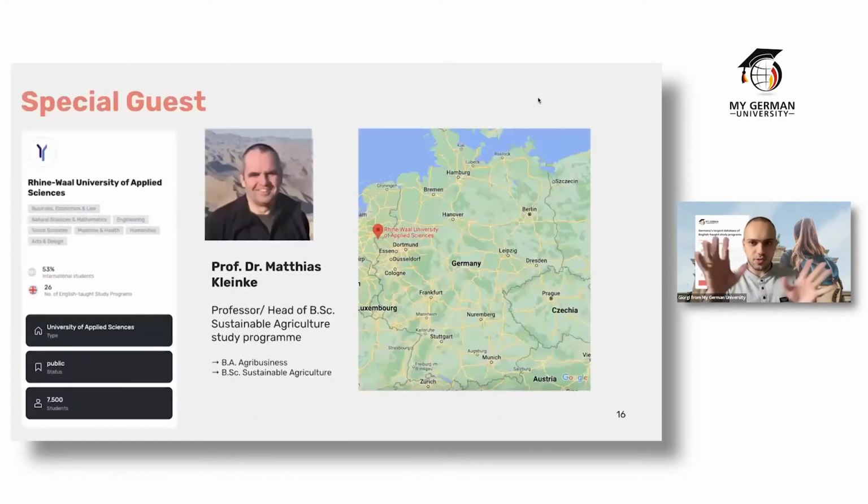All right, so that was from my side. And now we are moving into the most interesting part of today's webinar. As I said, we have our guest, Professor Matthias Kleinke from Rhine-Waal University of Applied Sciences, who will be talking about two bachelor level programs, one BA in Agribusiness and another B.Sc in Sustainable Agriculture. You can see on the map where Rhine-Waal University of Applied Sciences is located. A really good location, because there are several countries around it, so you can travel quite easily, I would say. But more about this from the Professor. So let me stop sharing my screen and invite him to the floor.